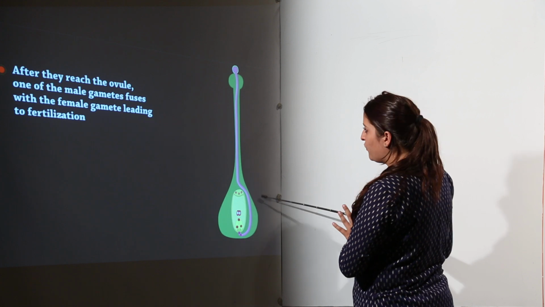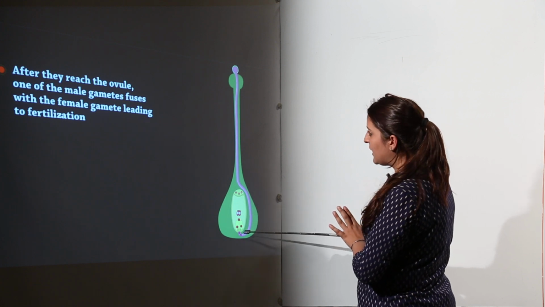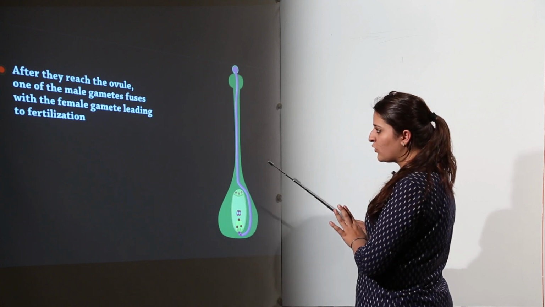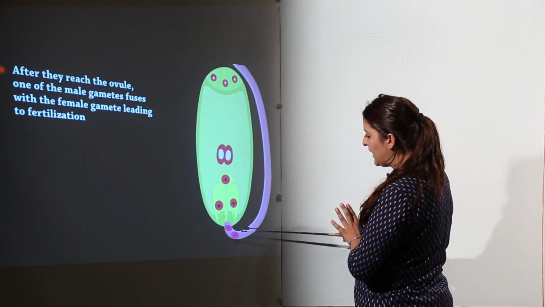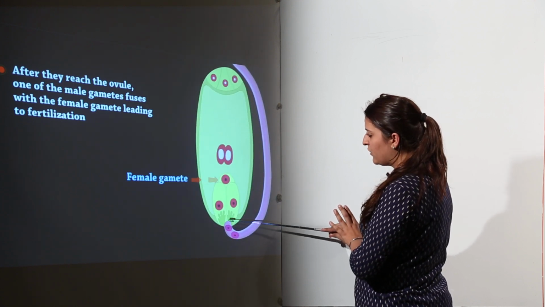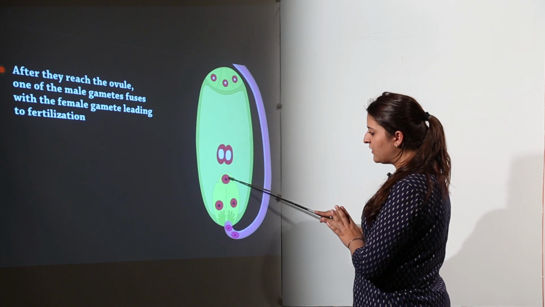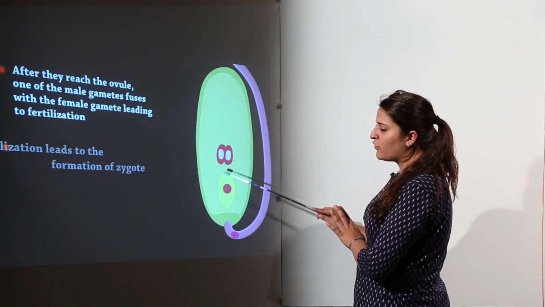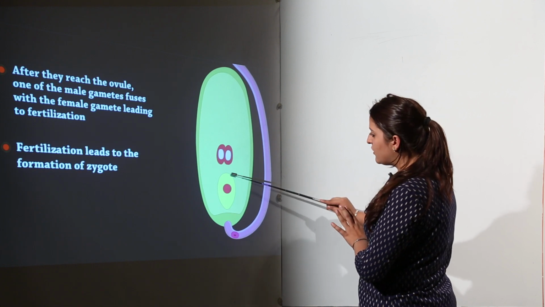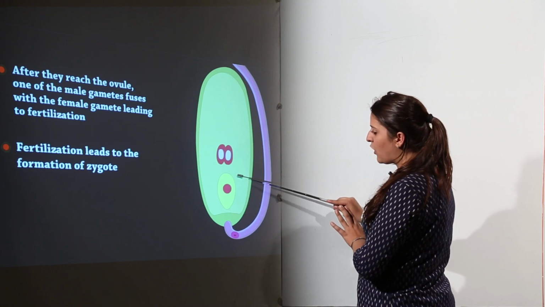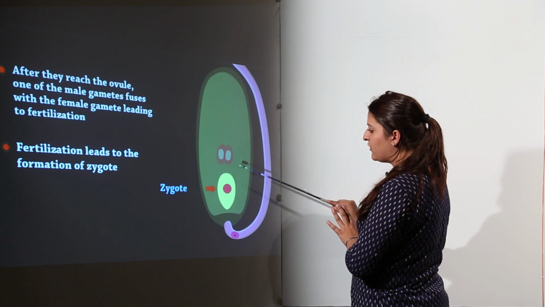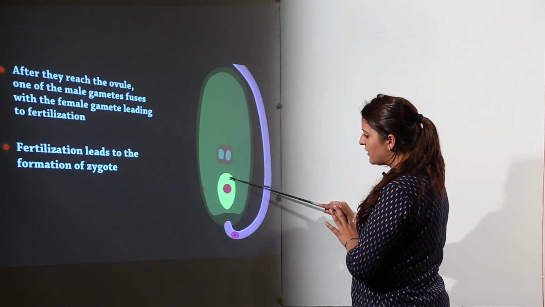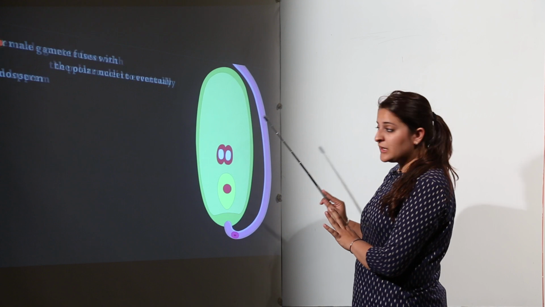Now they have two phases. First, this male gamete will fuse with the female gamete, which leads to fertilization. One male gamete will fuse with the one female gamete, and this phenomenon will lead to fertilization, and this fertilization will lead to the formation of a zygote. So this is a complete zygote which is formed by the fusion of the male and female gamete. So this is a zygote, but we still have another male gamete left.